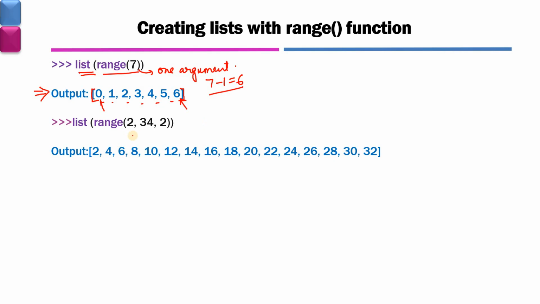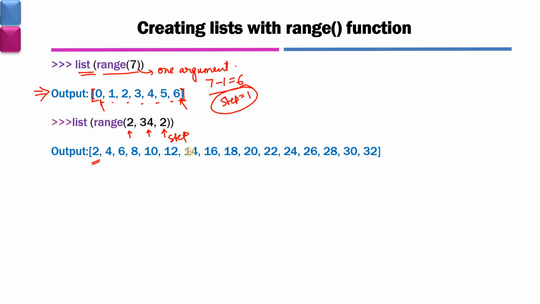Suppose I give 3 arguments in a range, like 2, 34, 2. Now the first 2 is start, the second 34 is end, and the last 2 is step. Here I am not using the default value of step as 1. Previously you can see the step was 1. That's why 0, 1, 2, 3: step was 1, the default value, because I didn't specify any step.